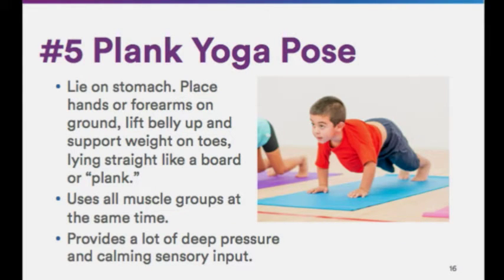The next activity is a plank yoga pose. Children might lie on their stomach, put their hands or their forearms on the ground, and try to lift their belly up and support their weight on their toes, like a plank. Again, it's using all the muscle groups. And because you're doing a lot of sustained input over a period of time, it gives kids a lot of information to the receptors in their joints and their muscles, that's proprioceptive input. It can actually be pretty calming. And again, here I would suggest that they hold the pose for 10 seconds or as long as they can.